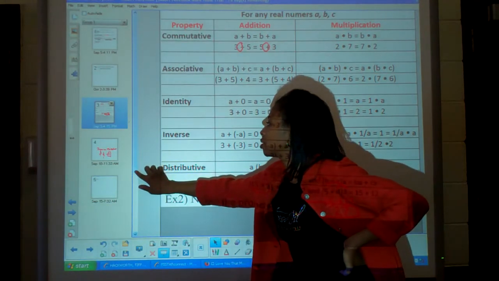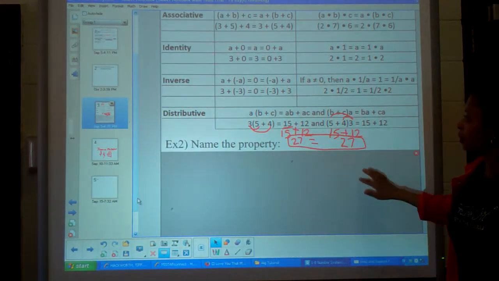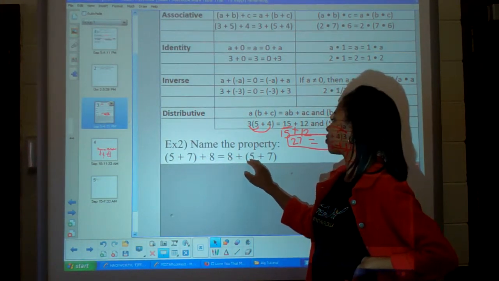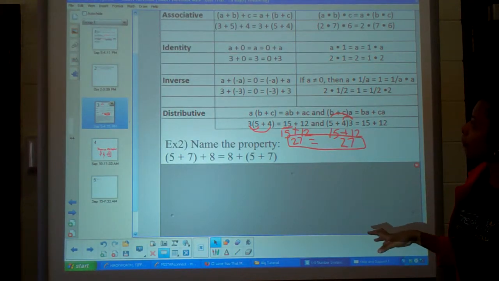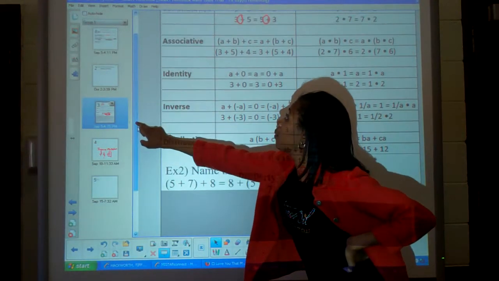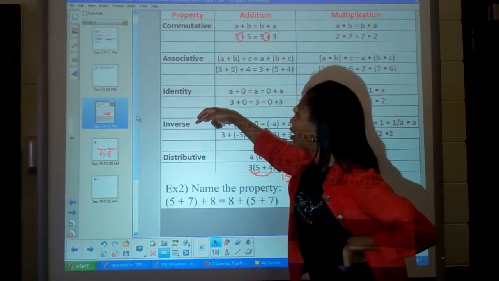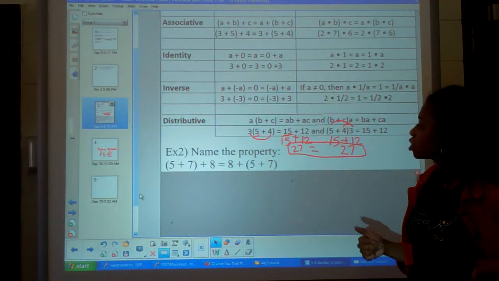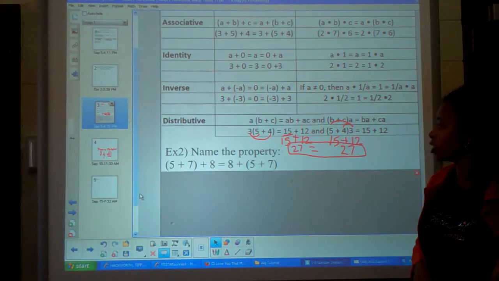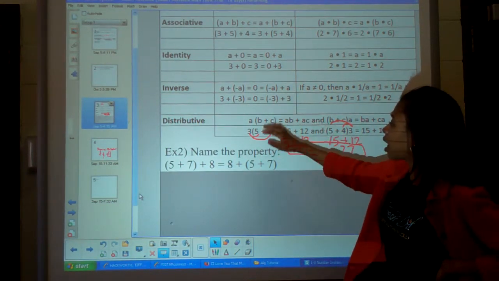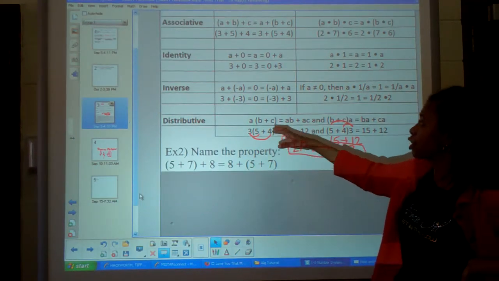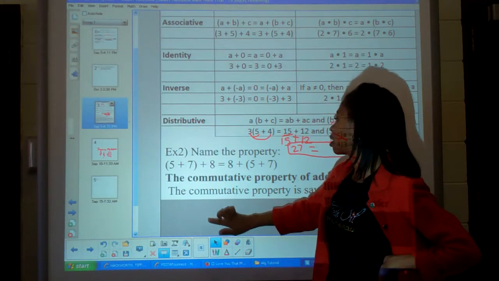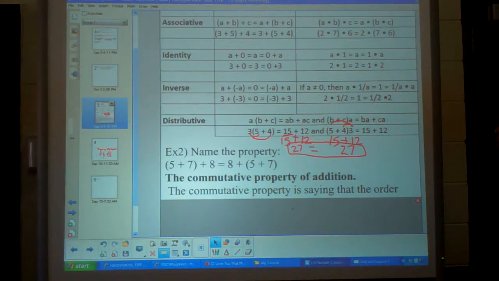Here's an example where I might ask you to name the property. Let's suppose I have 5 plus 7 plus 8 equals 8 plus 5 plus 7. The question is, which property is that going to be? Okay, we're going to start. Is it going to be commutative, associative, inverse, identity, or distributive? Well, I immediately know it's going to be an addition property. It's not going to be a multiplication property. And the question is, does it look like inverse? Inverse for addition would equal 0. That doesn't work. Okay, let's look and see what else it could be here. It's going to be commutative property of addition.